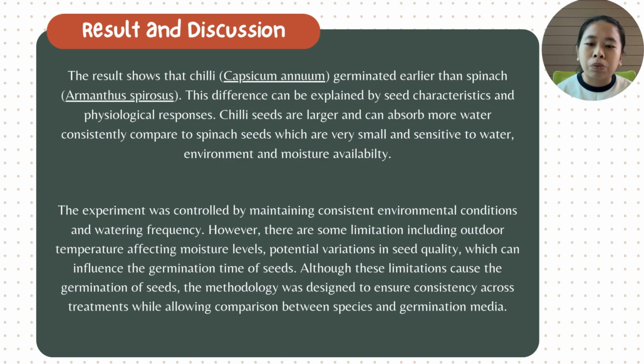The experiment was controlled by maintaining consistent environmental conditions and water frequencies. However, there are some limitations, including outdoor temperature affecting moisture levels and potential variation in seed quality, which can influence the germination time of seeds. Although these limitations affected the germination of seeds, the methodology was designed to ensure consistency across treatments while allowing comparison between species and germination medium.